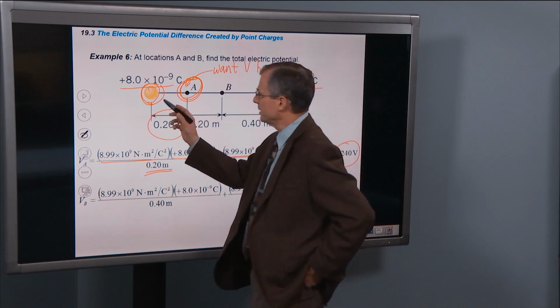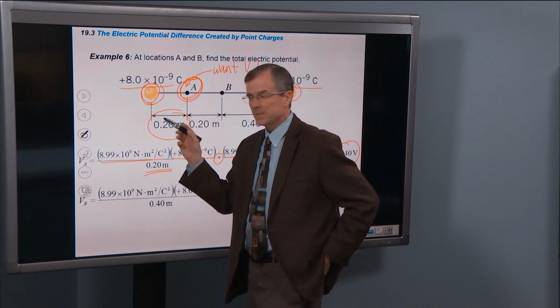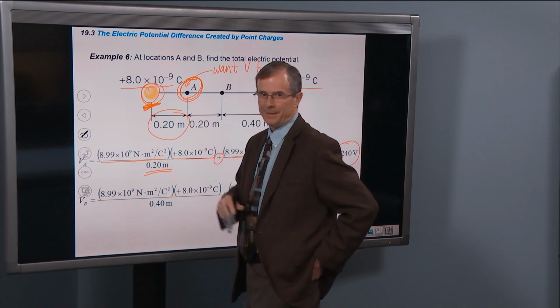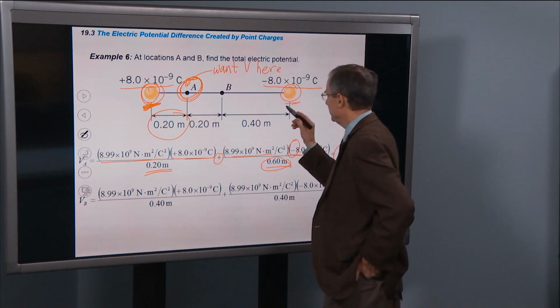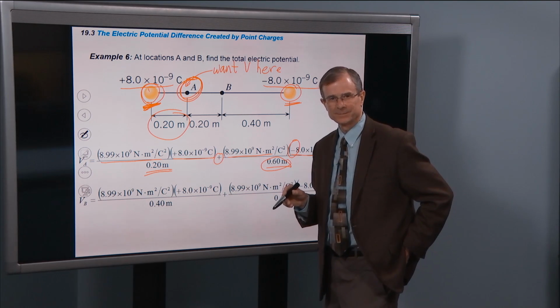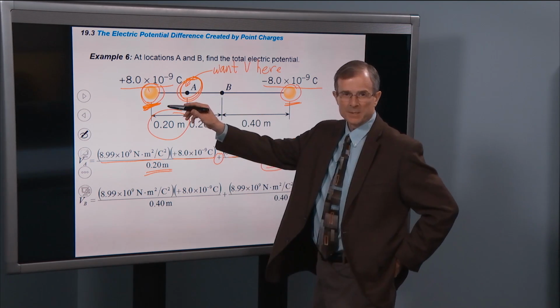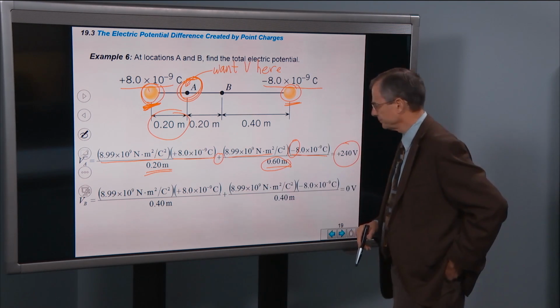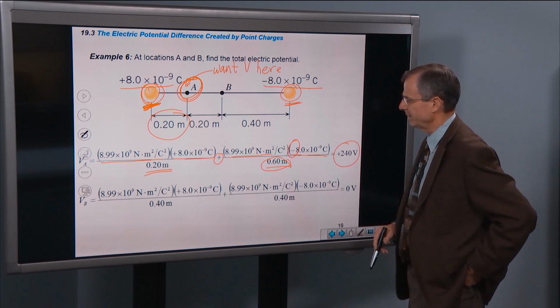Should it be positive? We know that the potential is positive near positive charges, and the potential is negative near negative charges. We're closer to the positive than the negative. It has a bigger role. The potential is positive. Perfect.